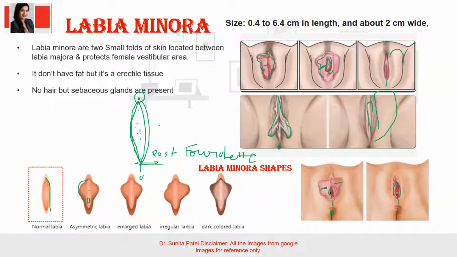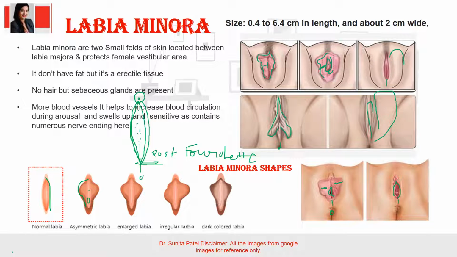Now, another part about the labia minora is they don't have fats. They're not fat cells. They have erectile tissue. So if they don't have fat cells, it means they don't have hair also. Okay. But beneath that, we have the presence of sebaceous glands because we really need lubrication in the area. So we don't have hair in the labia minora. We don't have fat cells in the labia minora. But glands are present because we need moisture.